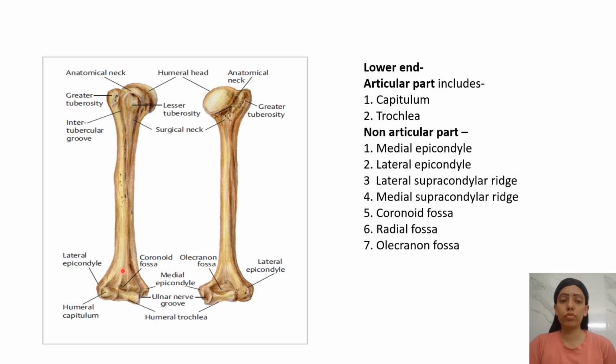And there is the radial fossa. Again, there is one depression present just above the anterior aspect of the capitulum. So here is the coronoid fossa, and there will be the radial fossa. On the posterior aspect, just above the trochlea, there is the olecranon fossa.